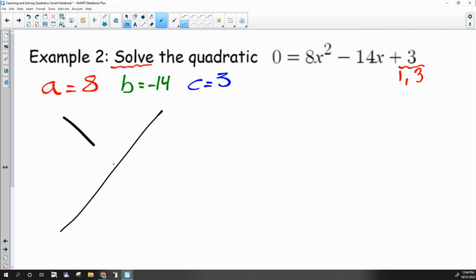Draw your X. Let's get going. Up on the tippity top, 24. A times C. 8 times 3. 24. B for bottom. -14 on the bottom.